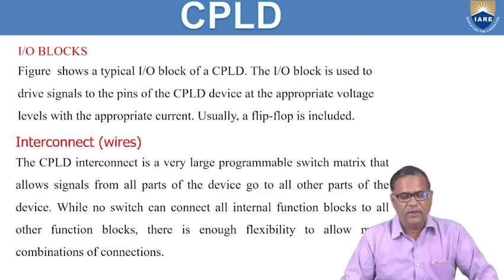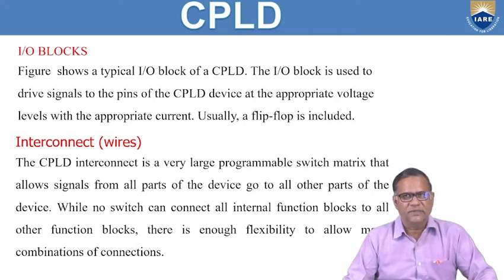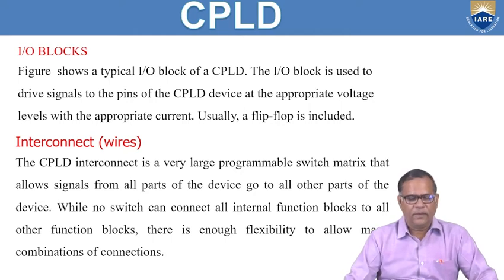And IO blocks. IO blocks are used to drive the signals to the pins of the CPLD at appropriate voltage levels with appropriate current specifications. Usually a flip-flop is included.